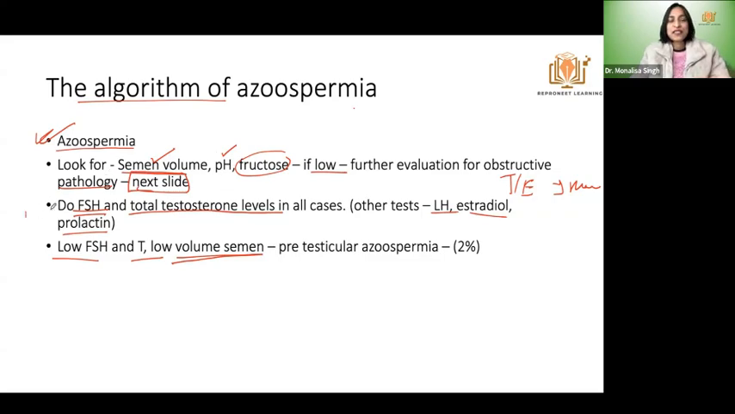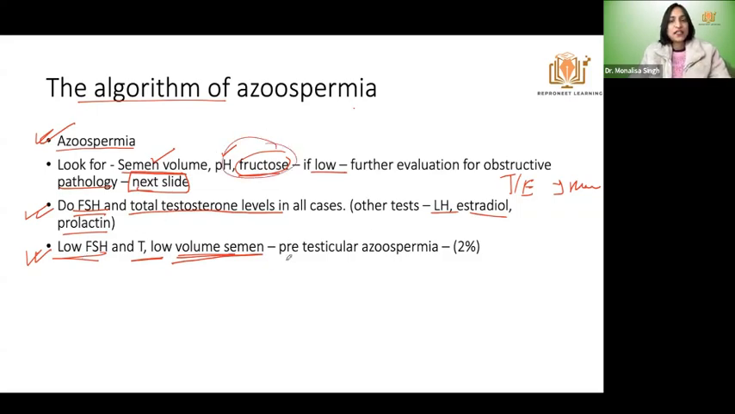So hormonal test is a must in all the cases. And if this is what you get after hormonal test, low volume, low testosterone, low FSH, the other things don't matter now. Whatever the pH is, whatever the fructose is, because fructose is not a very sensitive, very specific test. Sometimes there can be a lot of artifacts which can affect the fructose. So forget about the other things.